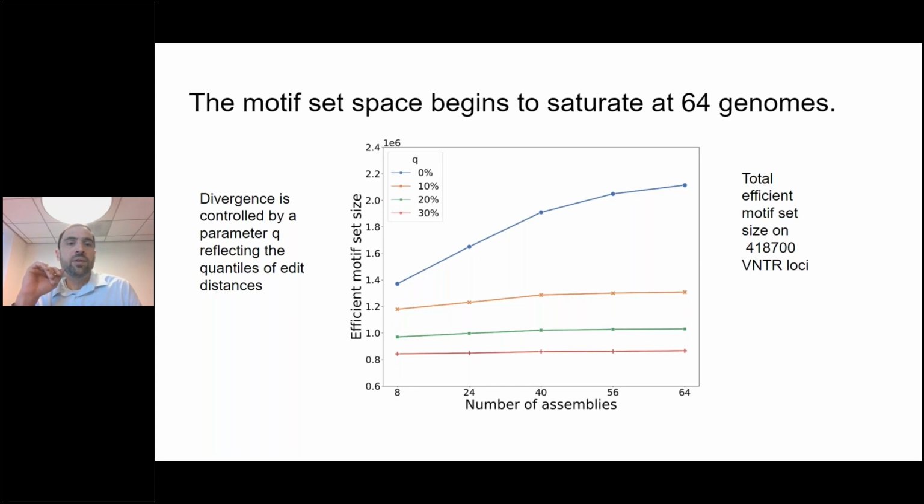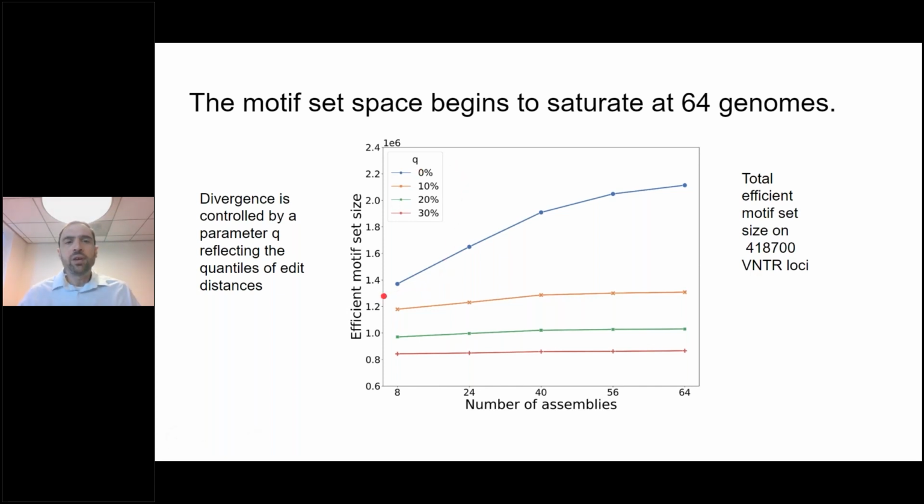And so if Q is 0, that's kind of the most lenient threshold. We essentially allow the full original set to be included. And the larger the Q value, the greater the penalty to keeping some of the original motifs, essentially the smaller the motif set size.